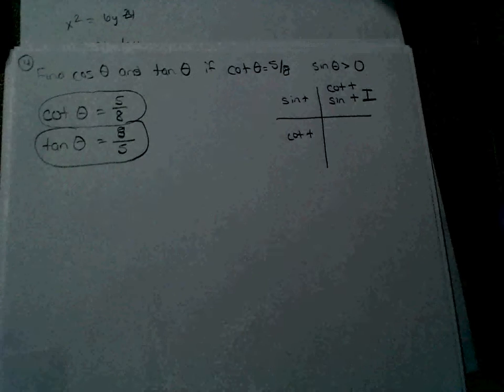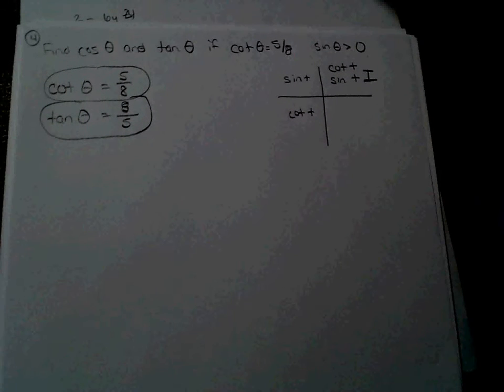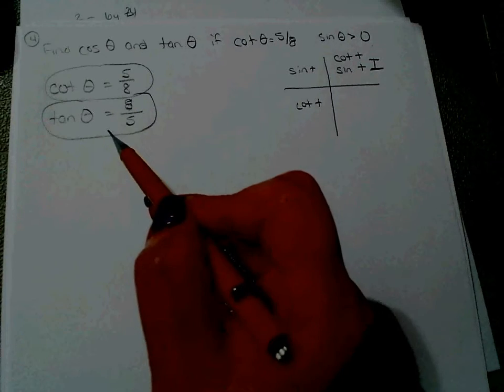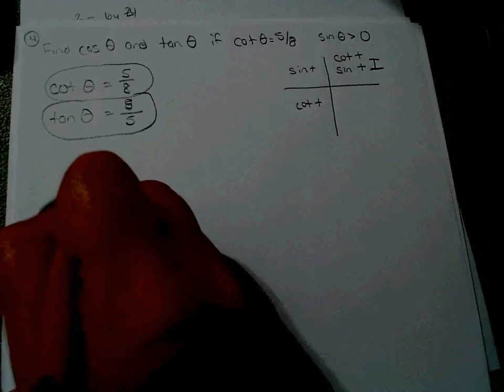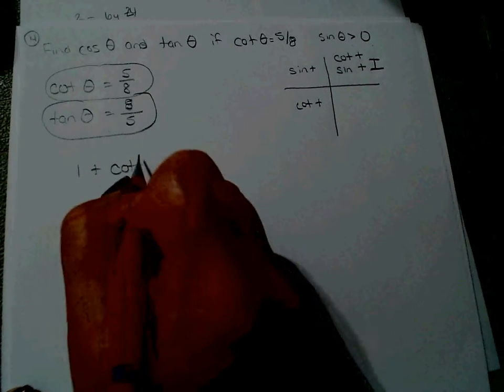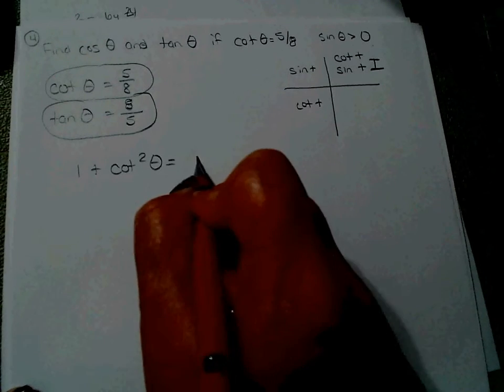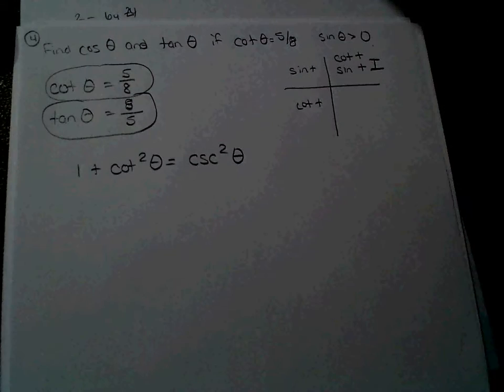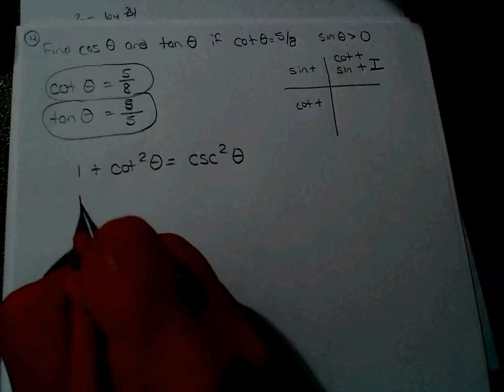And then I apply a Pythagorean identity, and I want to use one that involves cotangent or tangent. So to mix it up, I haven't used this one. I'll use 1 plus cotangent squared equals cosecant squared. You could have done it with the tangent squared plus 1 equals secant squared. I plug in what I know.